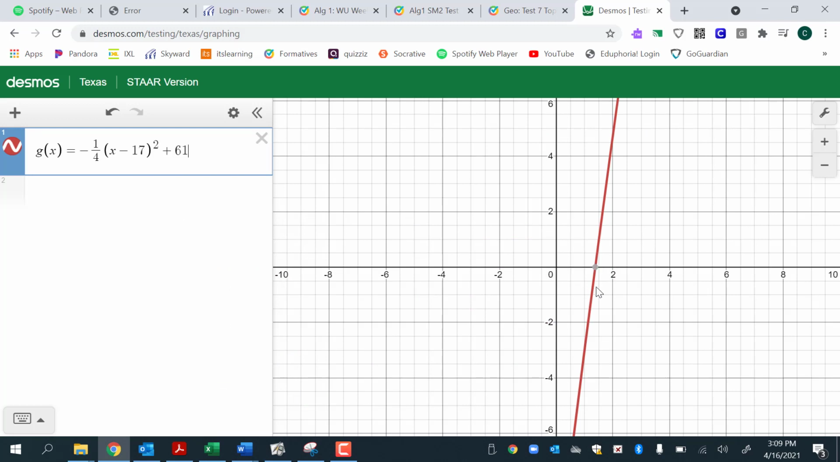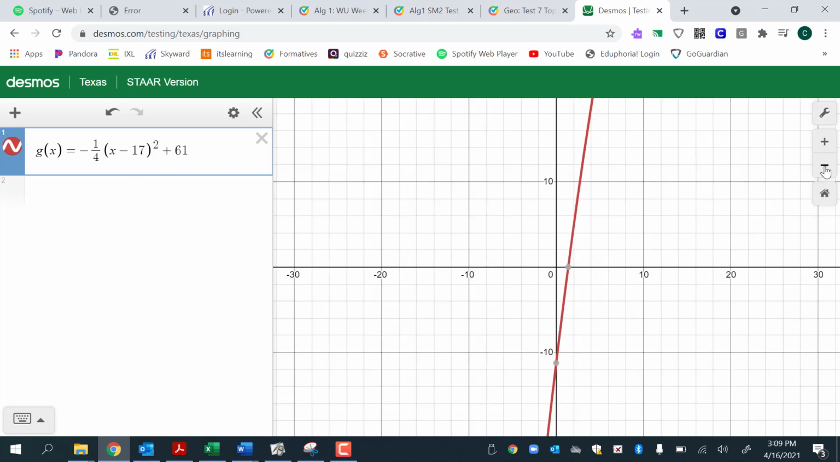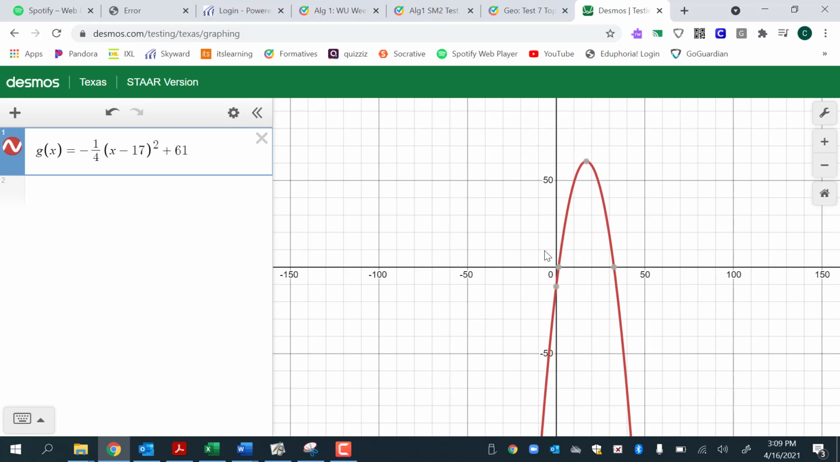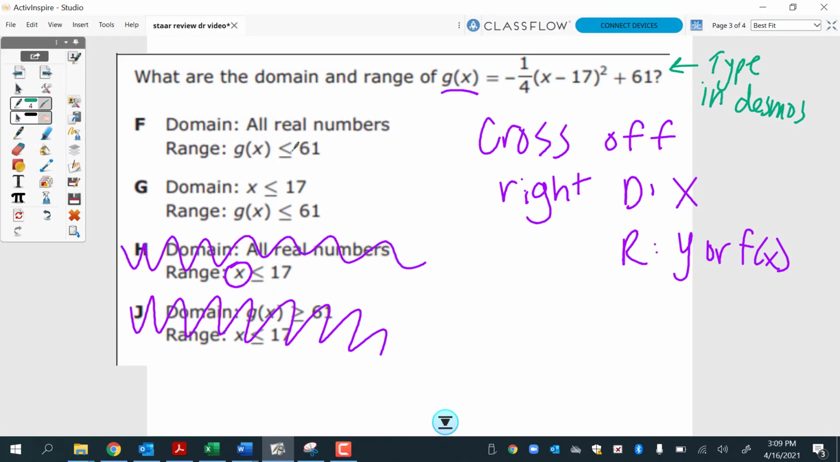Okay, so I only kind of see a line, so I'm going to zoom out until I actually see something. Okay, this is a U-shaped graph. Well, technically, it's a rainbow-shaped graph. We know that over here is arrows. If I look at the range answers, they both say the same thing, so that's not very helpful. So I need to focus on the domain because that is what is different. This one says it's only x less than or equal to 17, and this says all real numbers.